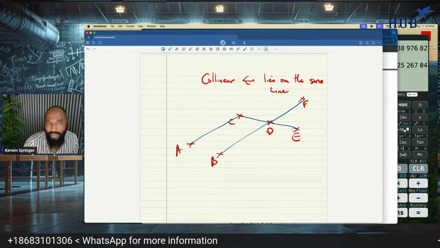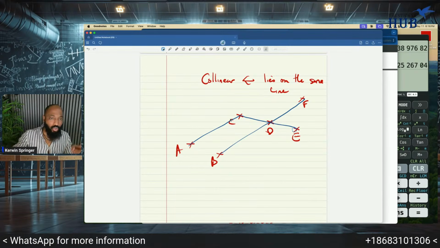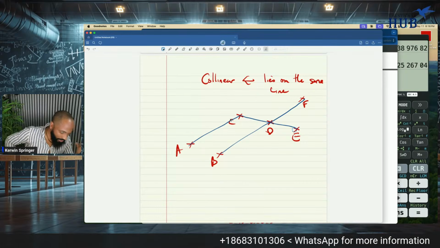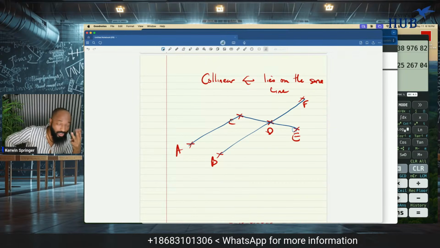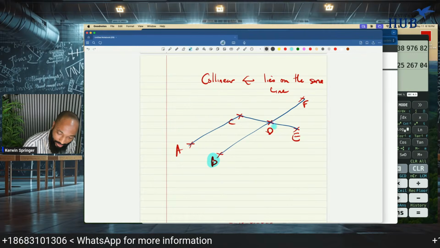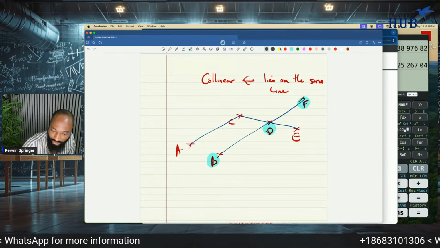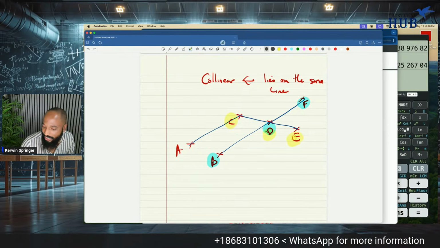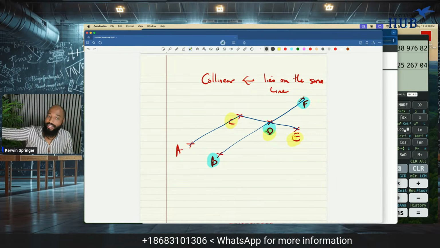A and C are collinear, but that's inconsequential. Any 2 points will always be collinear, because you could just connect them. It's when 3 points are collinear that it's a little more special. Like B, D, and F are collinear, agreed? C, D, and E are collinear, agreed? They lie on the same line.